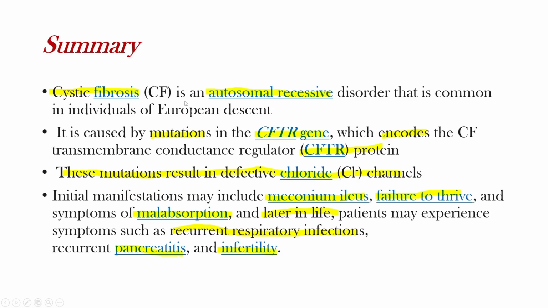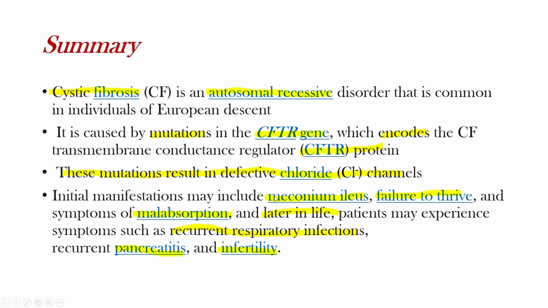So cystic fibrosis is an autosomal recessive disorder and is common in European descent. It is caused by a mutation in the CFTR gene, which encodes for the CFTR protein. These mutations result in defective chloride channels.